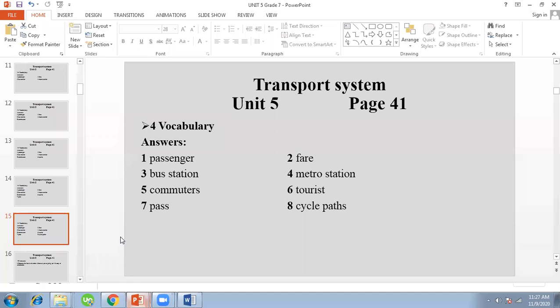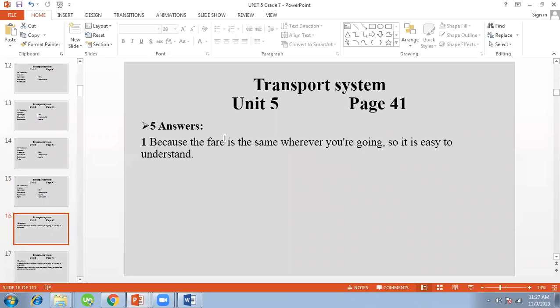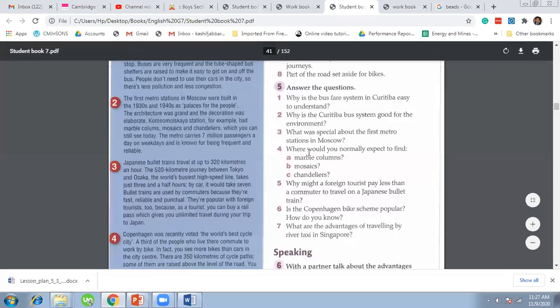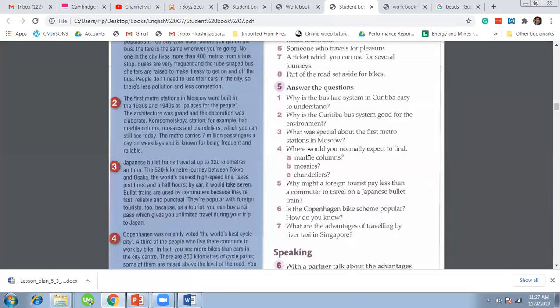Because it's the same for all the destinations, right? The fare is the same wherever you're going. So it's easy to understand. That's the answer of question number 1. Number 2, why is the Curitiba bus system good for the environment?